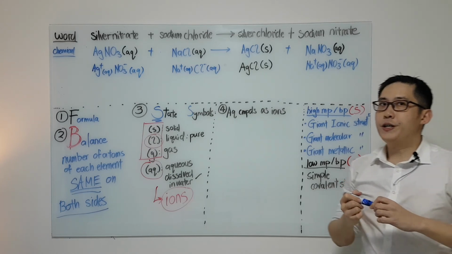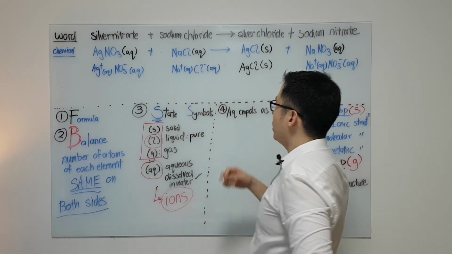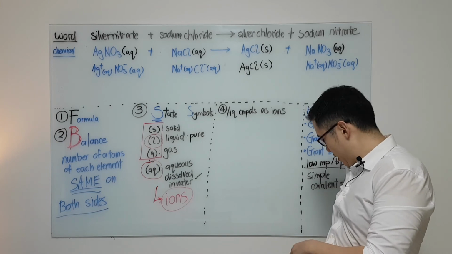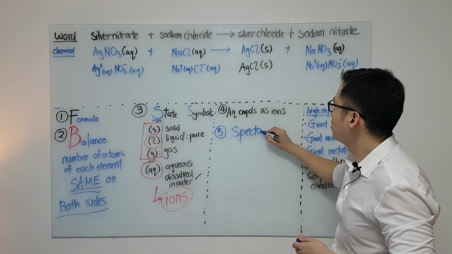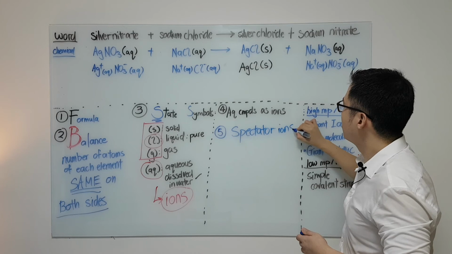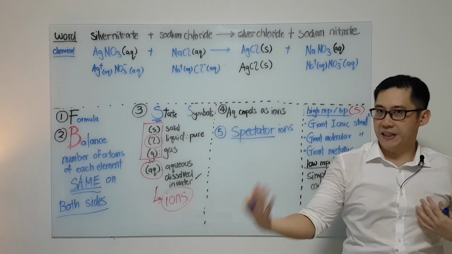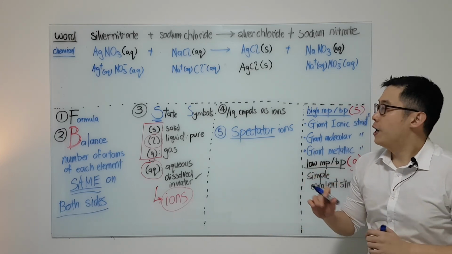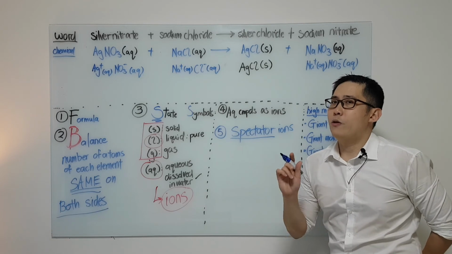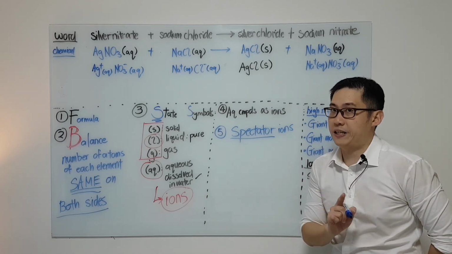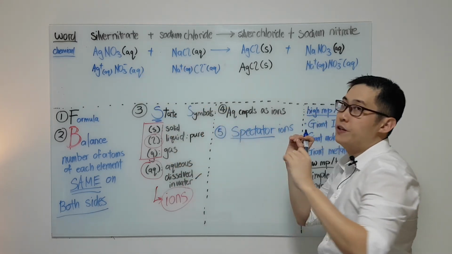Now, students, after you have written everything as ions, we will need to look on both sides of the equation and identify what we call as number 5, spectator ions. Now, the word spectator, as you know, means that it is standing by the side. It is not participating. You are just watching. Spectator ions means ions that actually do not participate in this reaction. To identify a spectator ion, all you need to do is to look for the ions that appear on both sides of the equation.